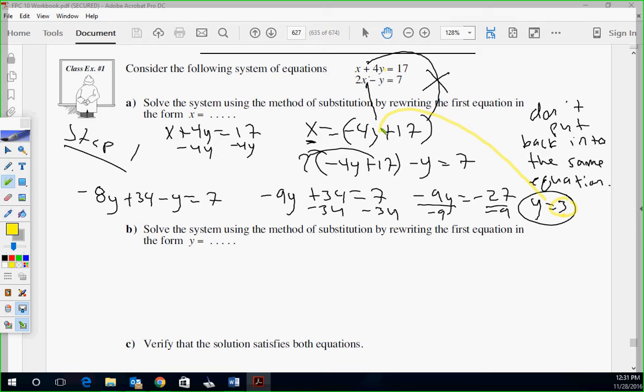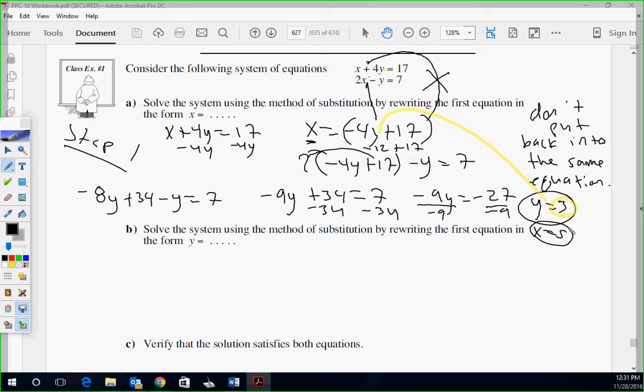So then you can see, what's negative 4 times 3? Negative 12 plus 17. 5. X is 5. Okay.